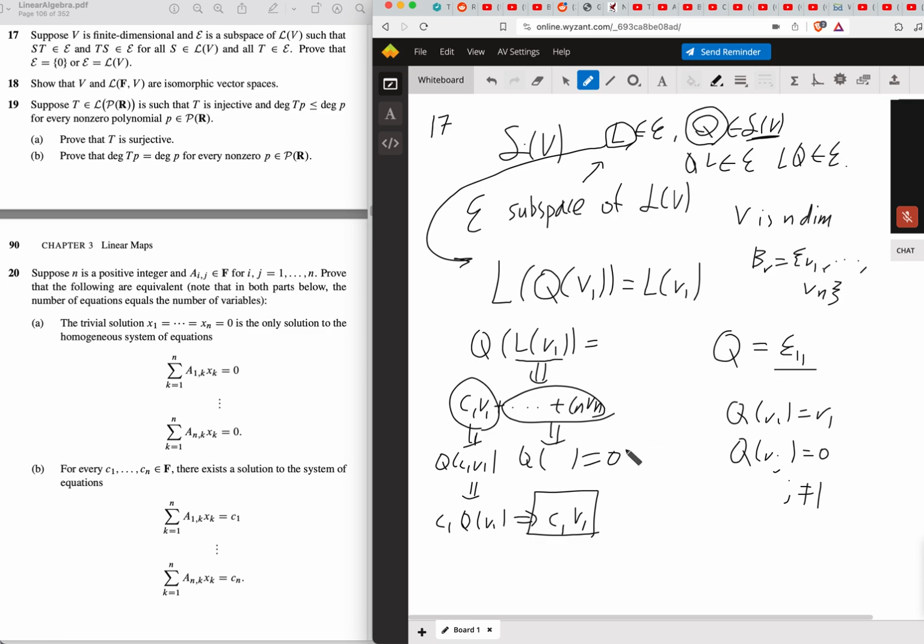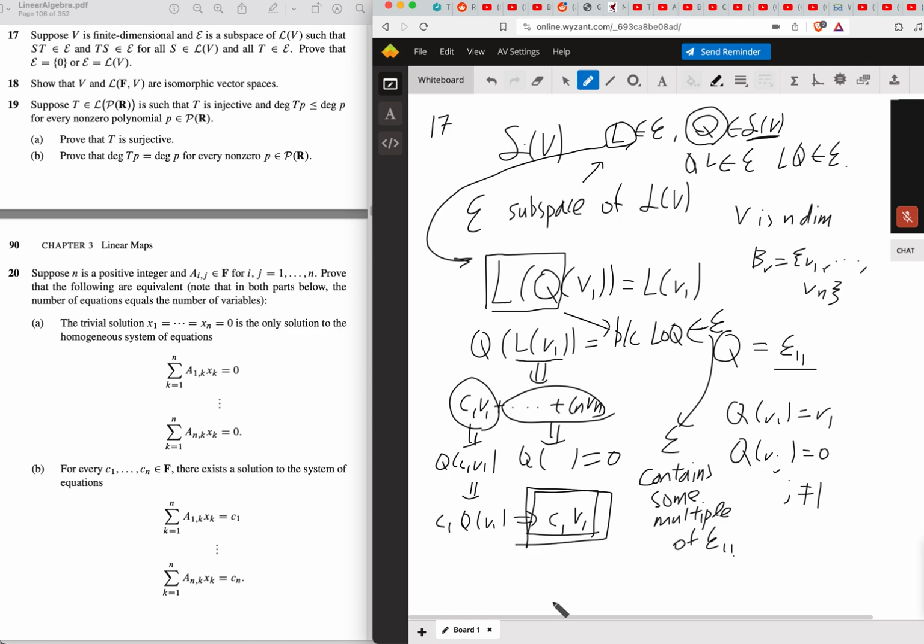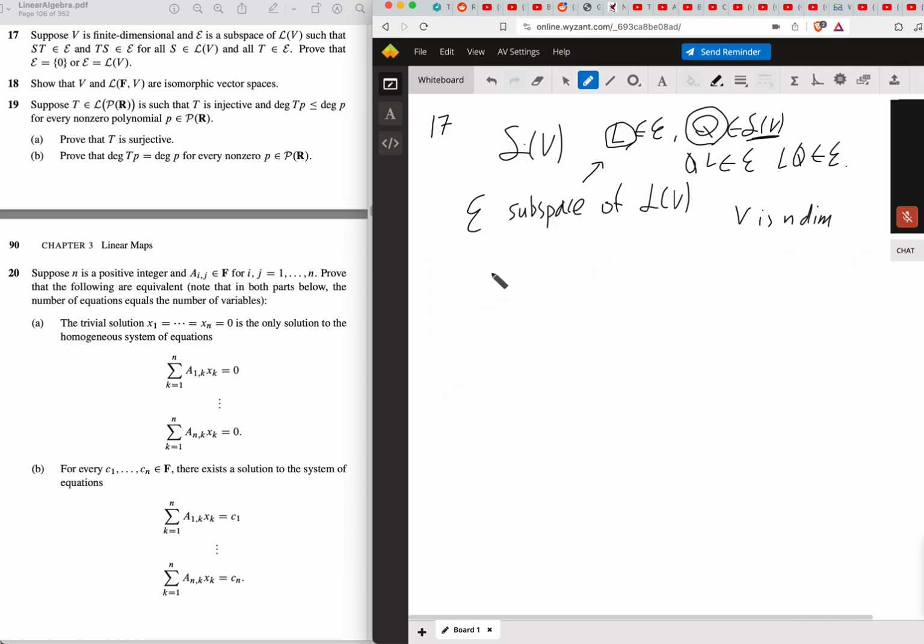So you notice something interesting here, which is that because L composed with Q must be in epsilon, epsilon contains some multiple of epsilon 1,1, right? Because this is exactly what epsilon 1,1 is. If you give it V1, it spits out some multiple of V1. And the thing is, you can trick the epsilon subspace into accepting basically every such combination, whatever combination you want. You can force it into accepting such combinations.